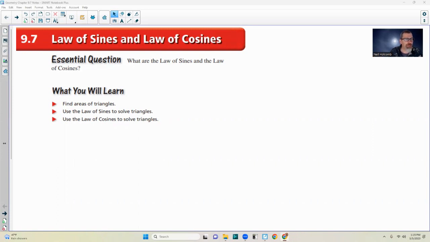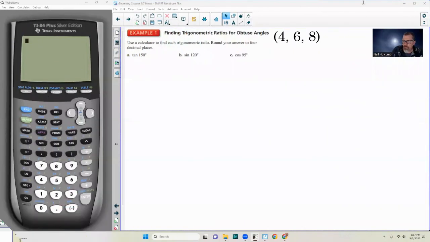What you will learn in this chapter section is how to find the areas of triangles, use the law of sines to solve triangles, and use the law of cosines to solve triangles. So let's take a look.